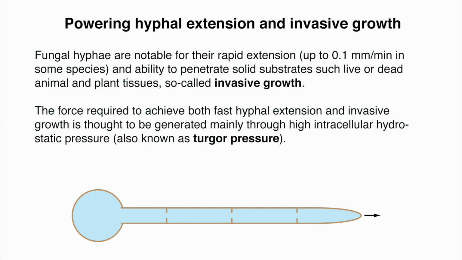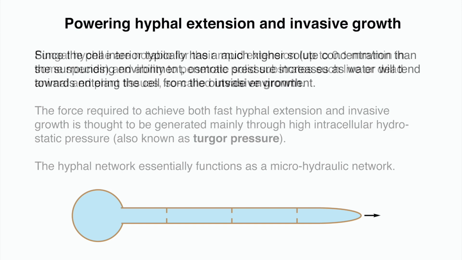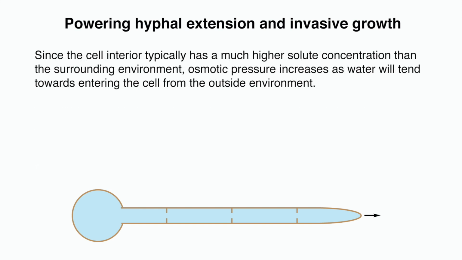The force required to achieve both fast hyphal extension and invasive growth is thought to be generated mainly through high intracellular hydrostatic pressure, also known as turgor pressure. The hyphal network essentially functions as a microhydraulic network. Since the cell interior typically has a much higher solute concentration than the surrounding environment, osmotic pressure increases as water will tend towards entering the cell from the outside environment.